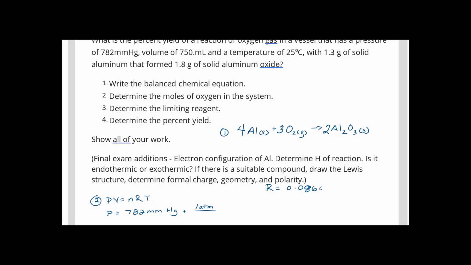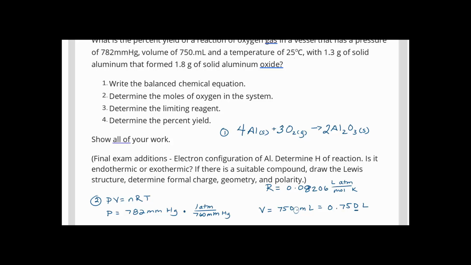0.08206. I can't talk and write at the same time. So we have to have our units for R, liters, atmospheres, mole, Kelvin. So we have to have all of our units match. So to convert our pressure into atmospheres, I need to divide by 760 millimeters of mercury. That'll give me atmospheres. Volume, the vessel volume was 750 milliliters. So you have to convert that into liters. That was module 1, 0.750 liters.